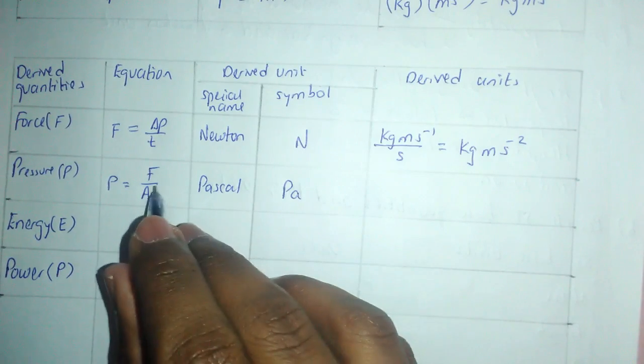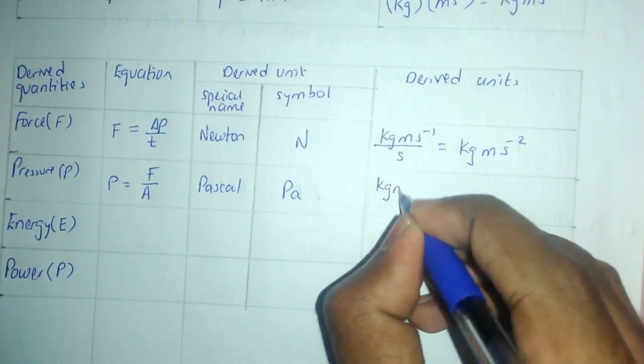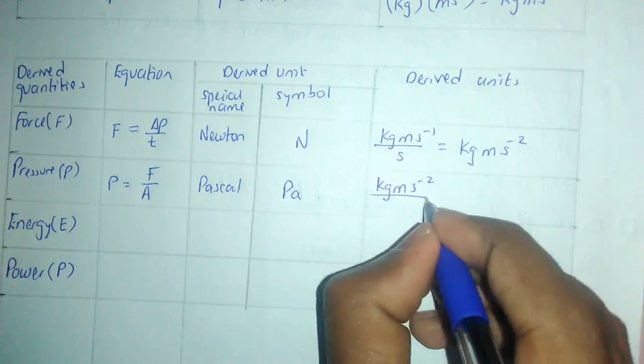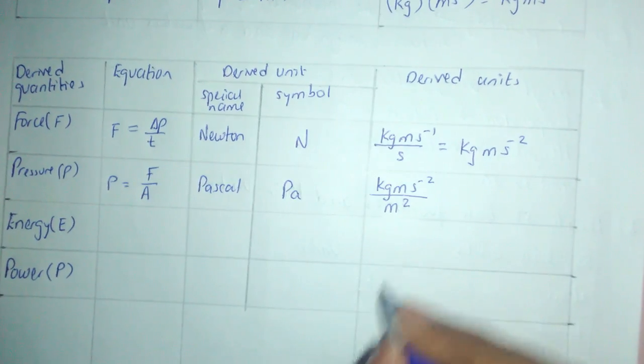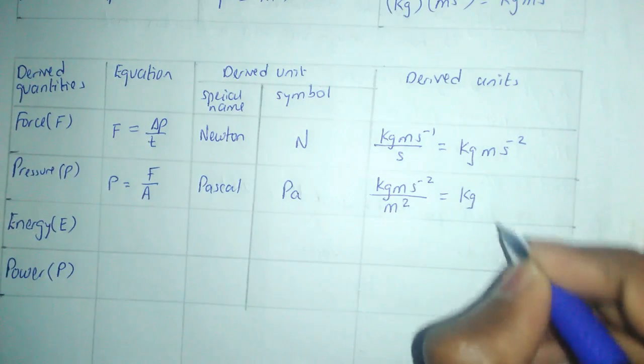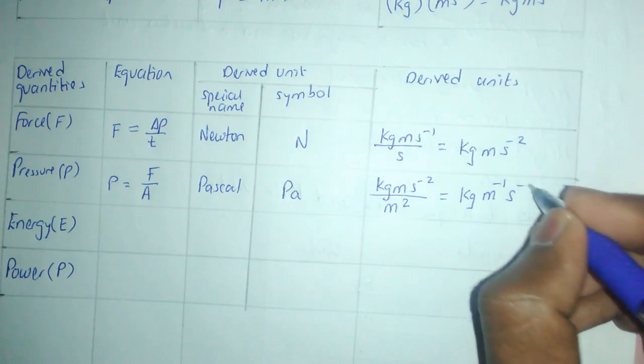Deriving the units, we're just gonna put the units for force here. So this is kilogram meter per second squared divided by the area, which is meter squared. And rearranging this, we get kg m^-1 per second squared.